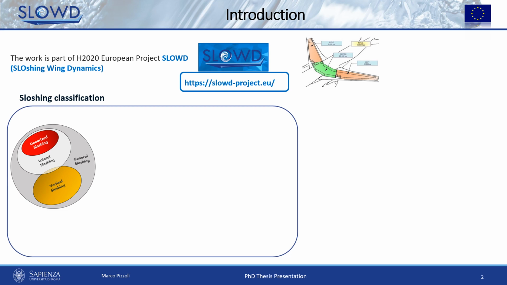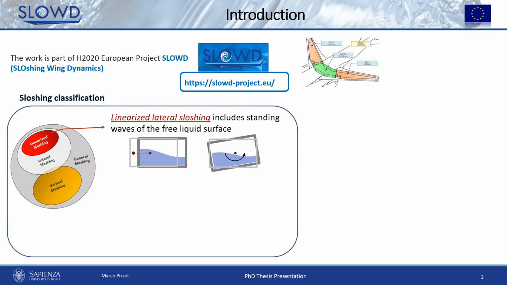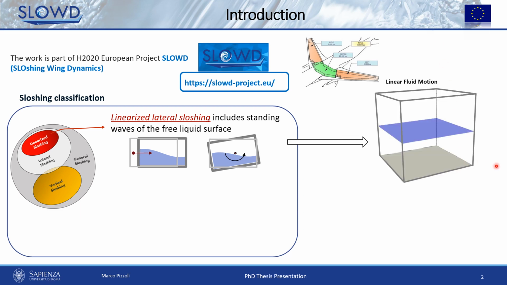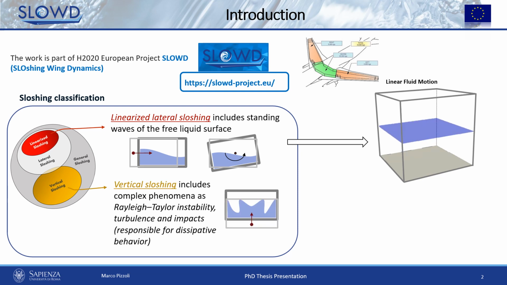The first, lateral sloshing, which occurs as a result of lateral rotational perturbation of the tank, and in linearized dynamics can be identified involving free surface standing waves as shown in this animation. The second type of sloshing is the vertical one, which occurs as a result of a perturbation perpendicular to the free surface of the liquid.